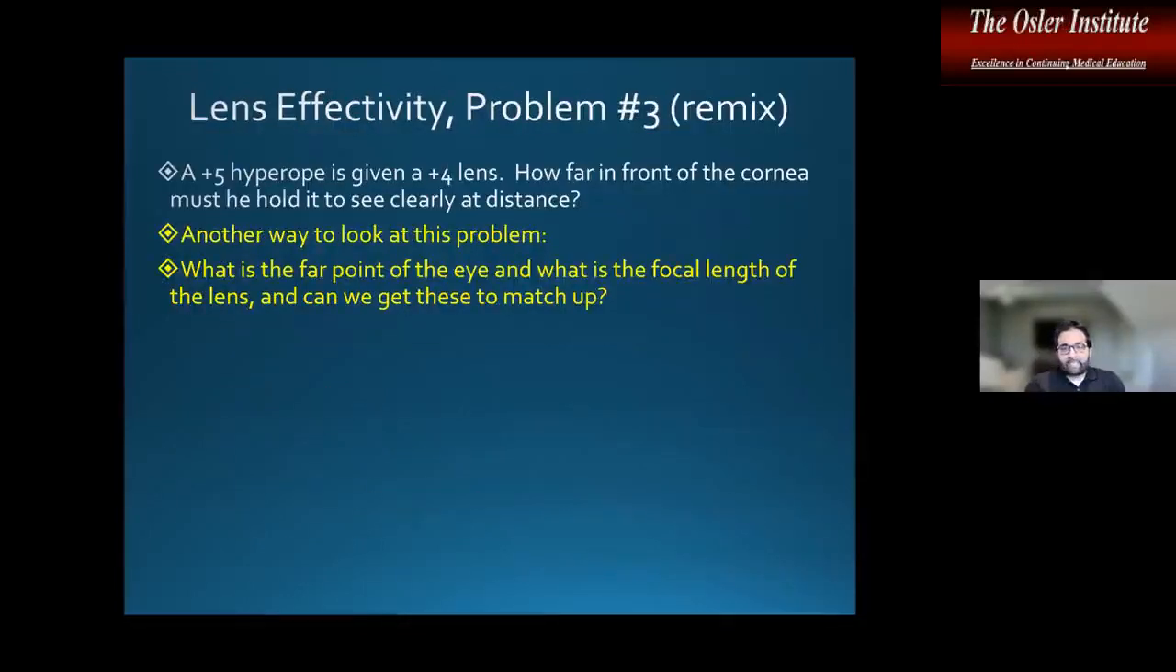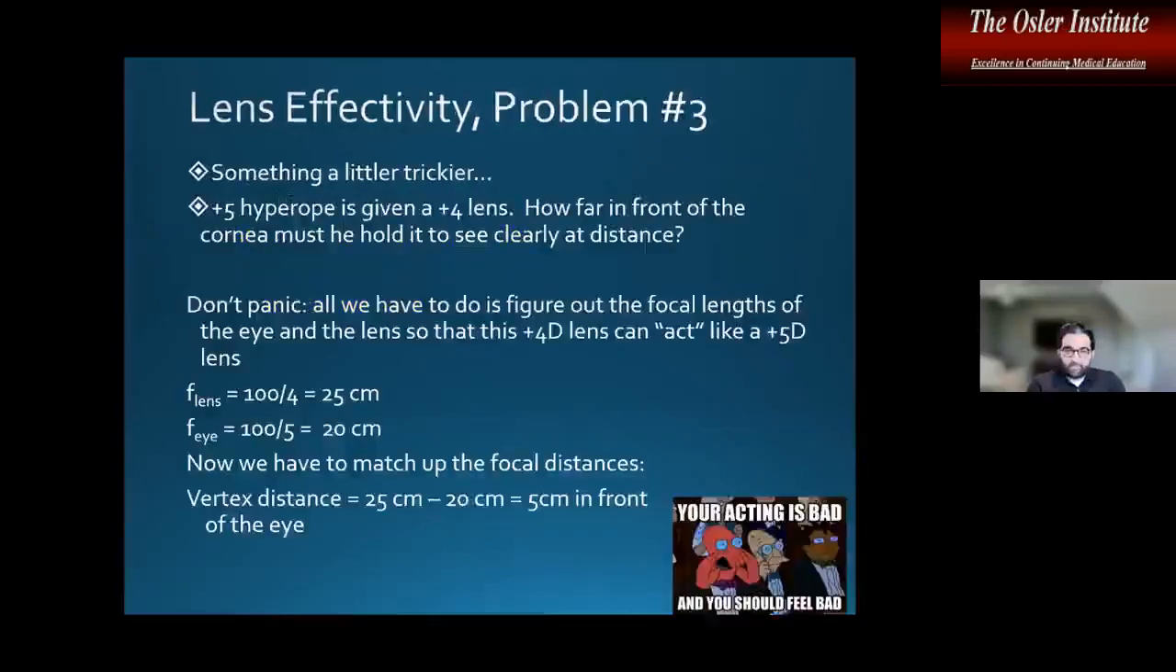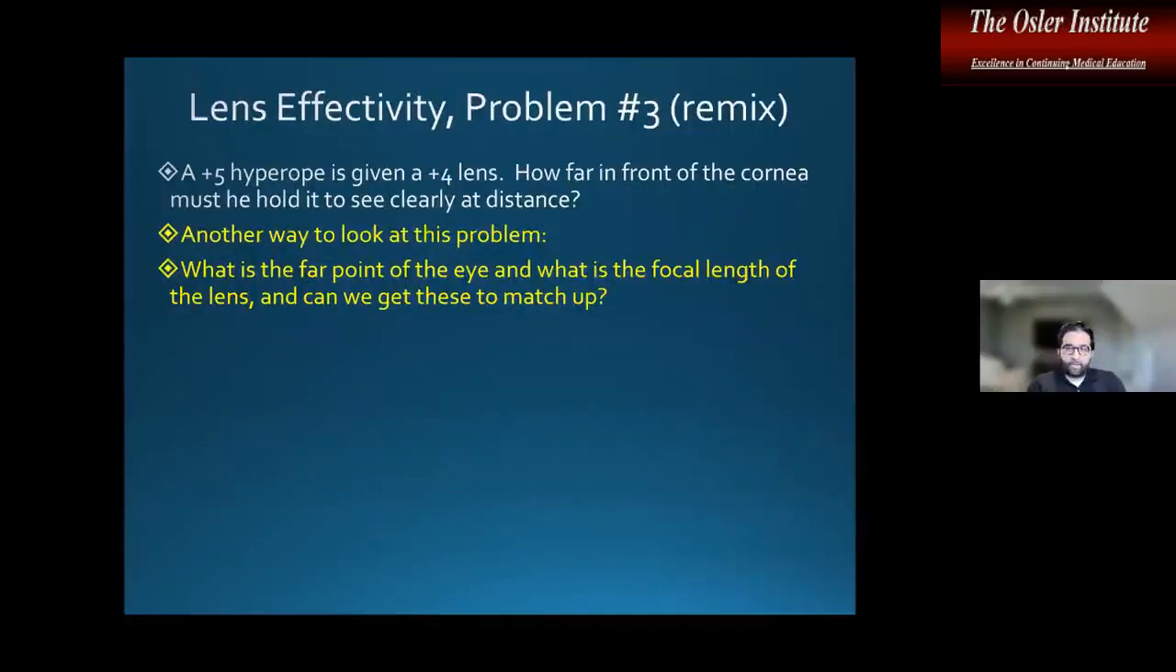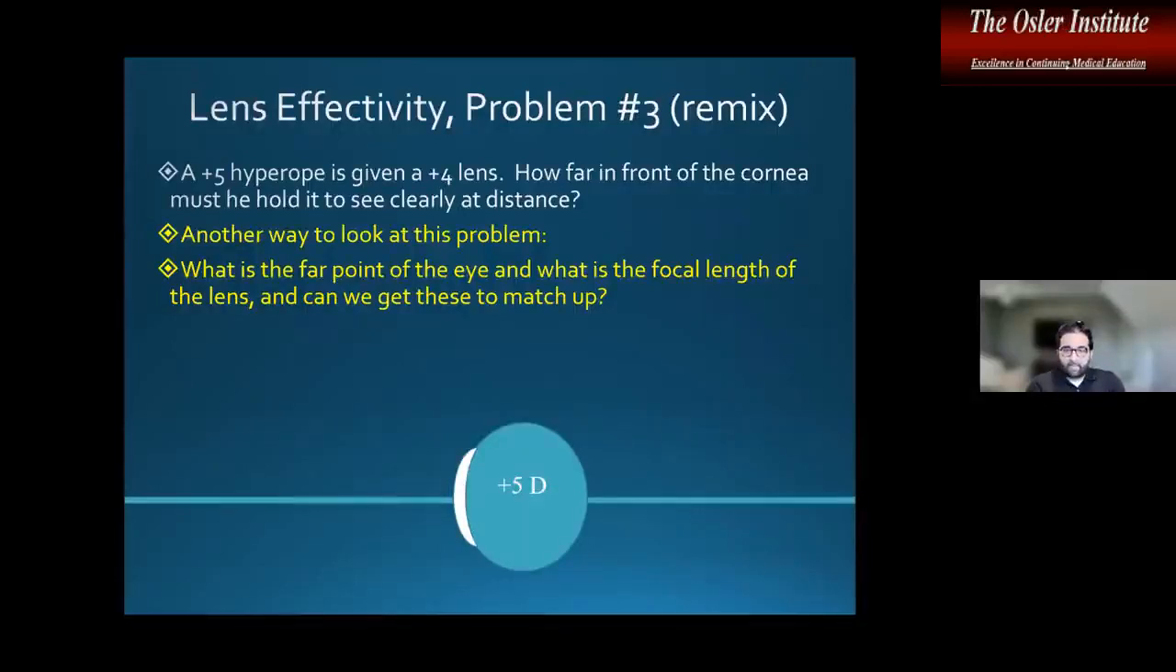Here's another way of looking at that same problem. Some people have said, well, I don't quite understand this, but I kind of understand the concept of the far point. Well, we know that the far point of this eye, because it's a hyperope, is going to be behind the eye, right? So a hyperope is a +5. The far point is going to be 20 centimeters behind the eye.